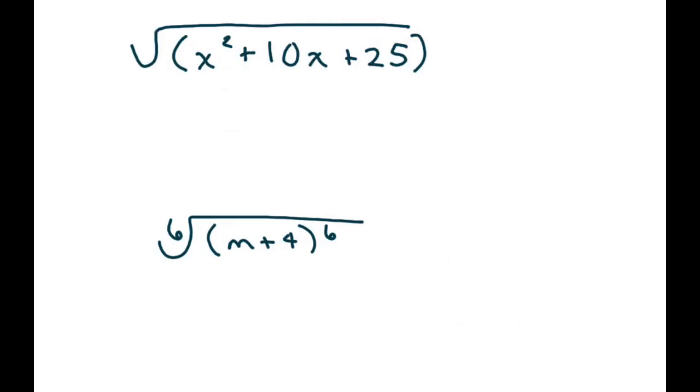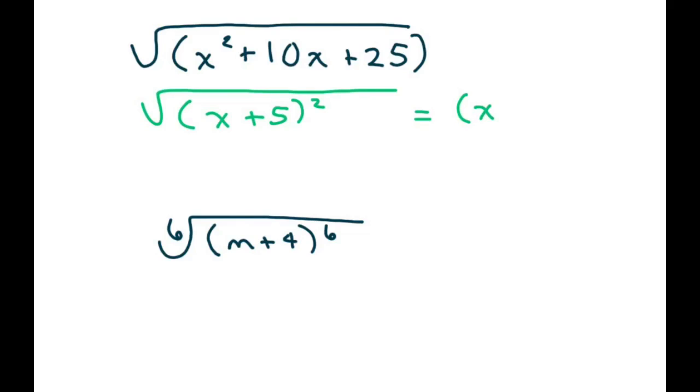So the next one is this one. The first thing I'm going to do is kind of condense this. This is a perfect square trinomial, and I can write this as x plus 5 squared. So this is going to equal, if I write it like this, x plus 5 squared to the 1/2, that just gives me x plus 5.